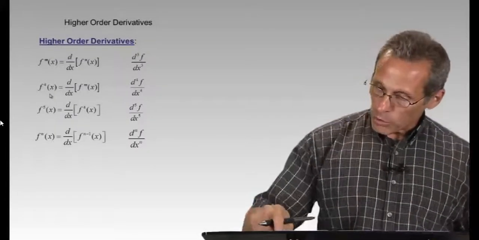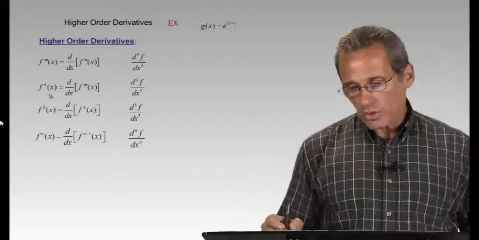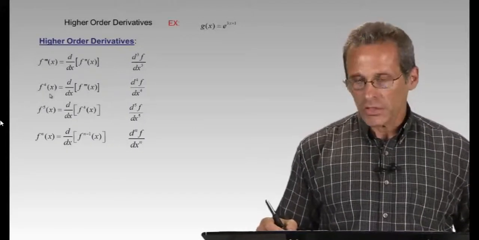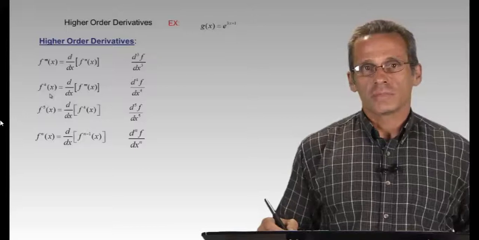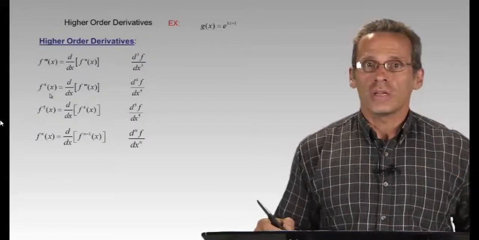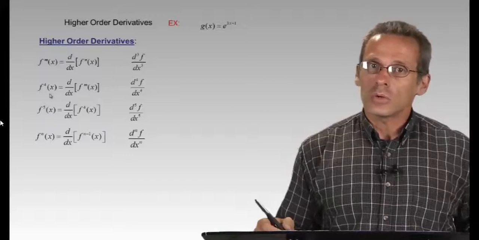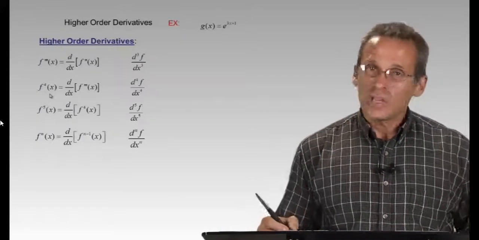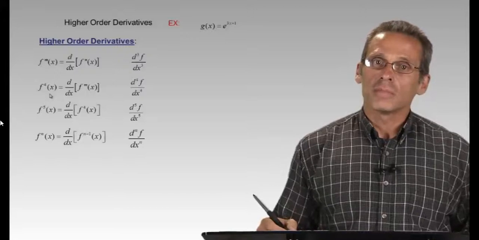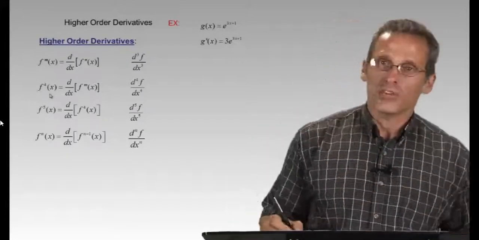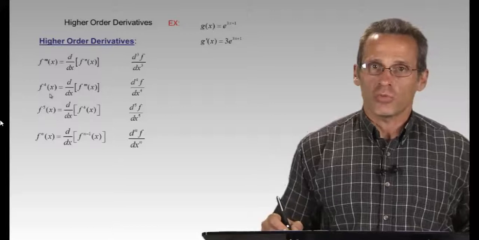For an example that will go very quickly, we'll consider a function g of x equaling e to the 3x plus 1. This is going to be a function that if we were going to choose to differentiate, it's in the form of e to the u. We have a chain rule. The derivative is e to the u times u prime. So the first derivative would be e to the 3x plus 1 times the derivative of 3x plus 1, which is 3.